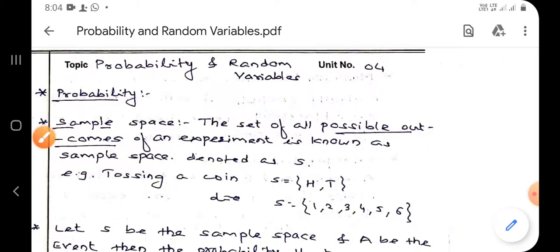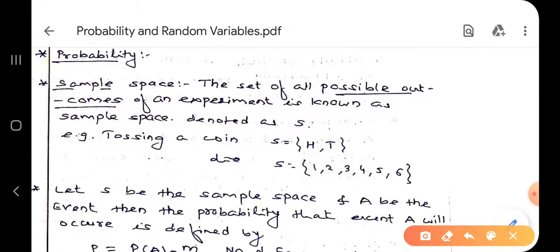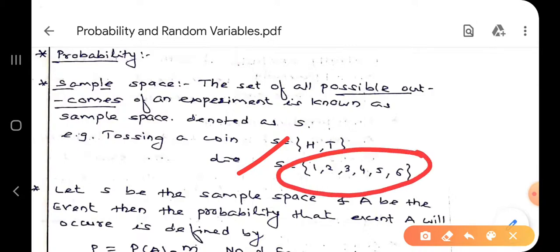If I throw a die, a cube with numbers 1 to 6, then I get 6 possible outcomes: 1, 2, 3, 4, 5, 6. So the total number of outcomes is 6, and that is our set S. So the sample space means the set of all possible outcomes. Correct?